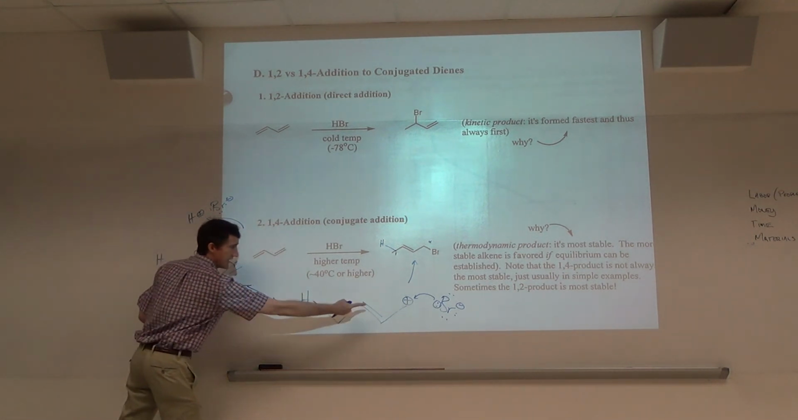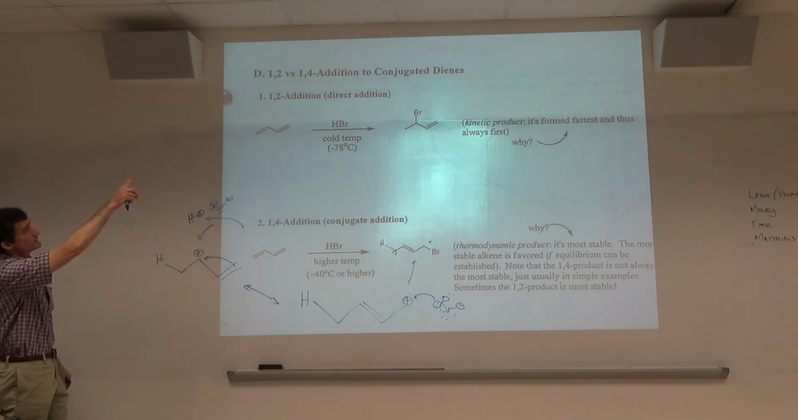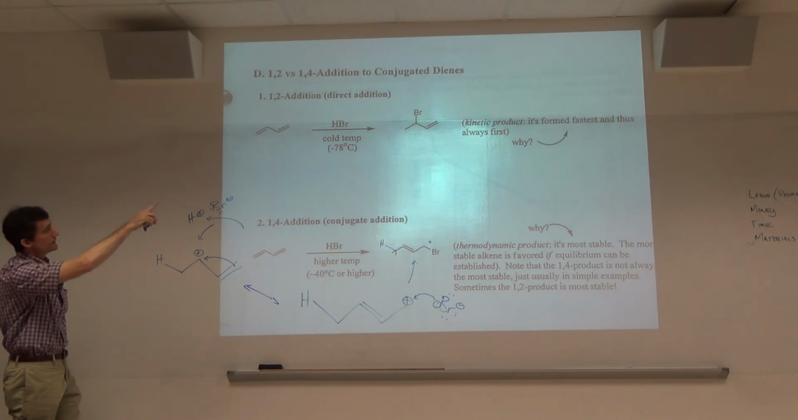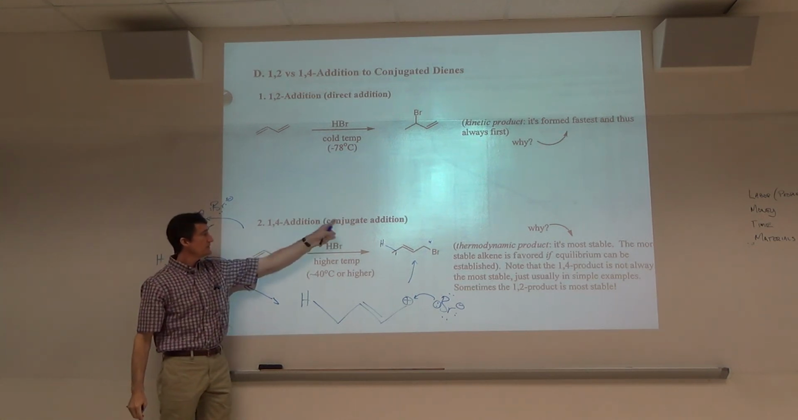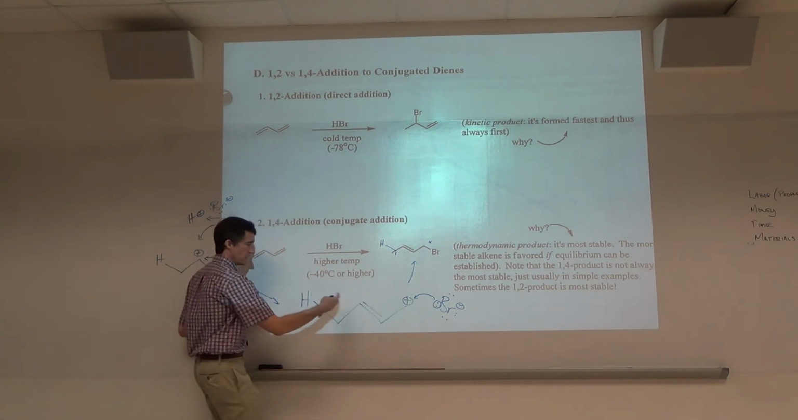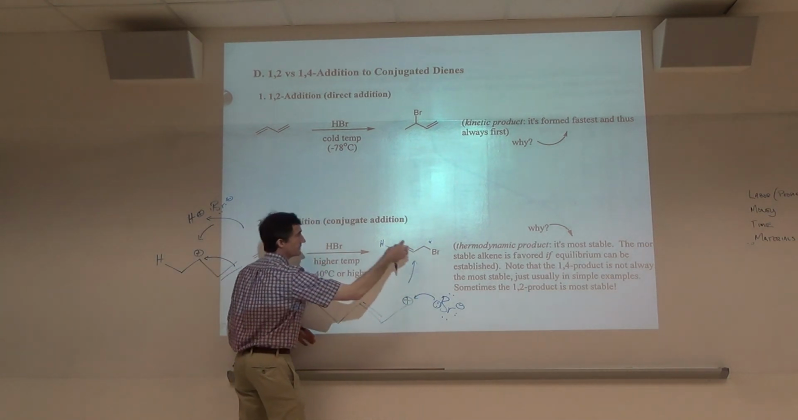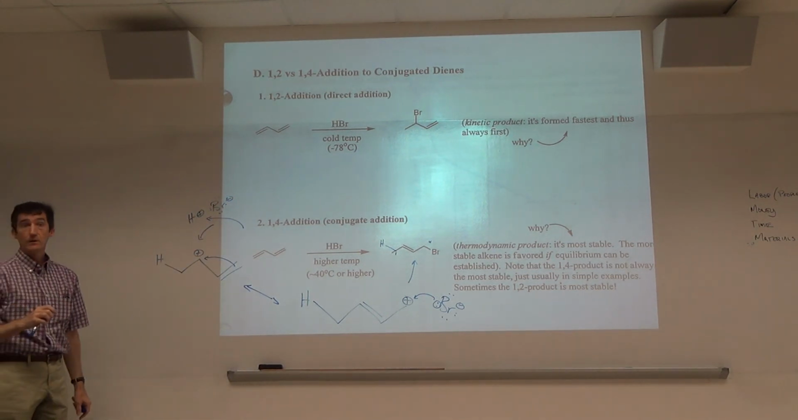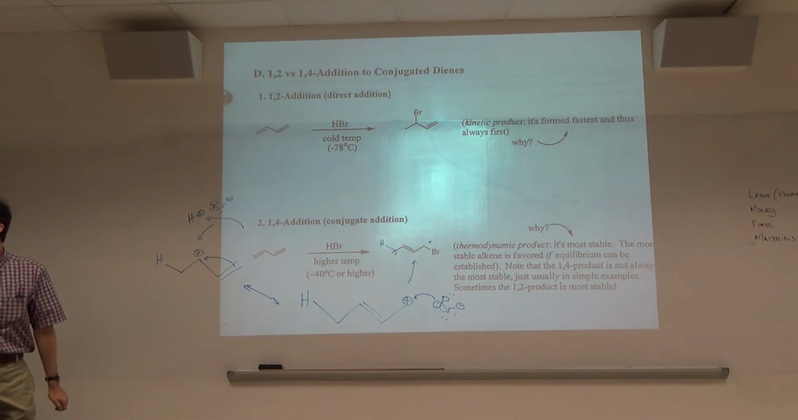Because the cation is conjugated, sometimes this is called conjugate addition. Because this outcome came because of the conjugation of the pi bond, where the 1,2 is often called direct addition. We've been doing direct additions for a week. Okay?